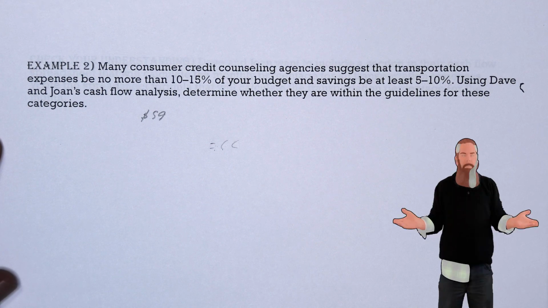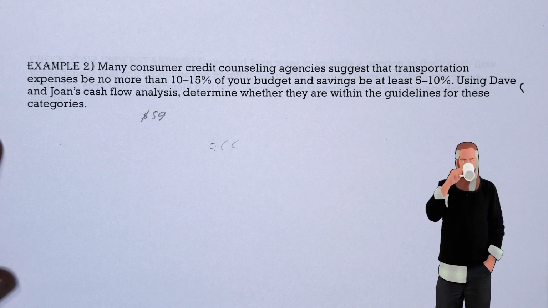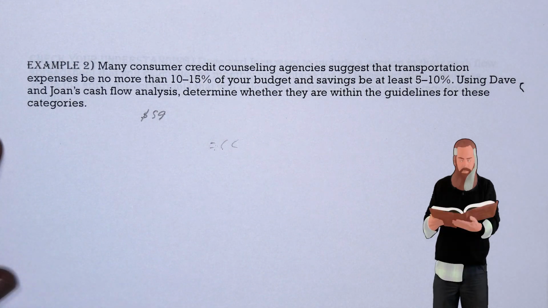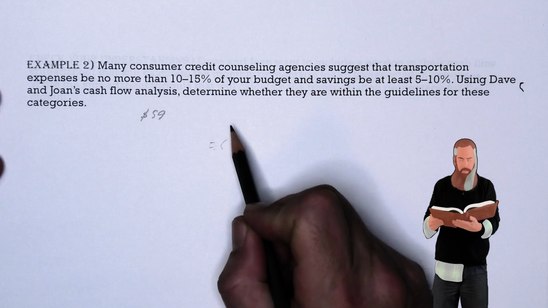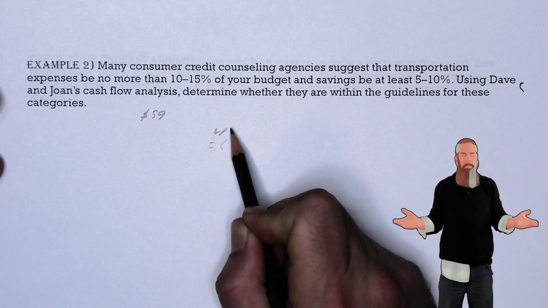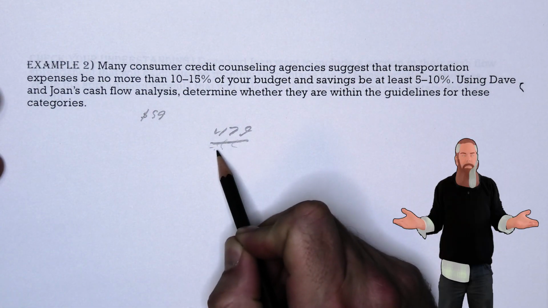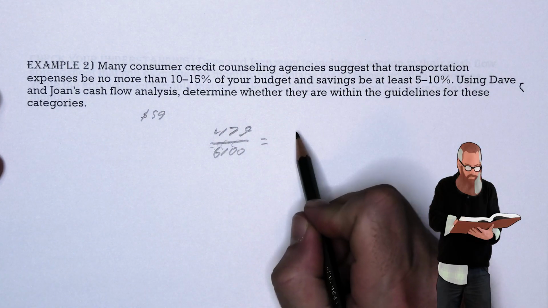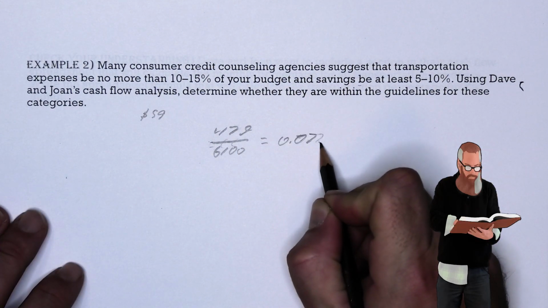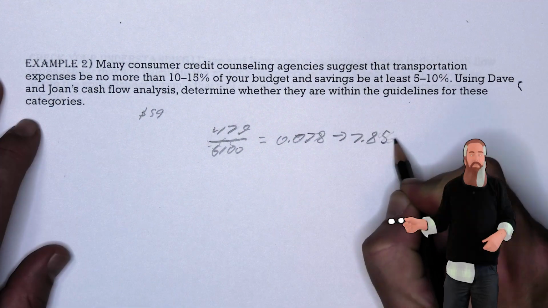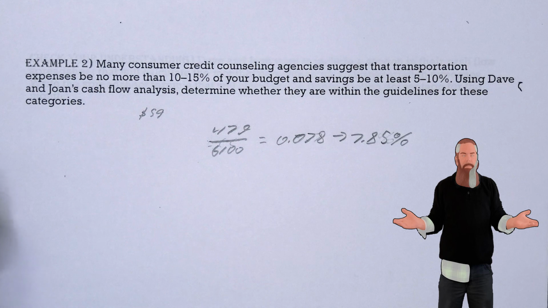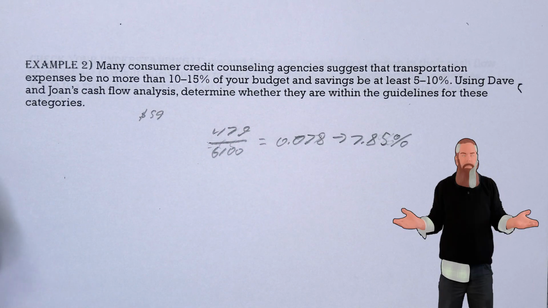Since their total monthly income is $6,100, transportation accounts for 7.85%. So if we divide their total transportation budget of $479 by their total income of $6,100, we get 0.078, which is 7.85% of their budget. This is slightly less than the suggested percentage.